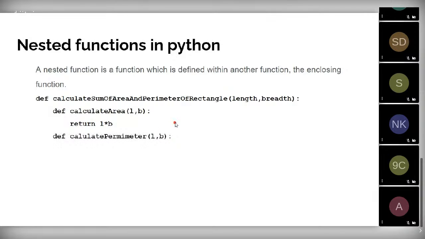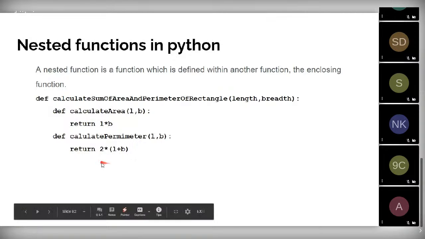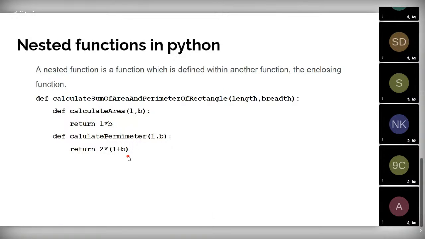Next we are defining another function inside this function, that is calculate_perimeter, and we are passing here L and B as the arguments, that is basically length and breadth, and we are returning here 2 star (L plus B). So area is length into breadth, and perimeter is 2 star (length plus breadth). So we define two functions inside this function. This is called nesting.